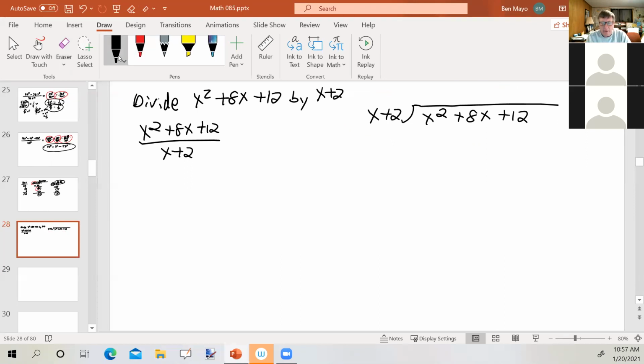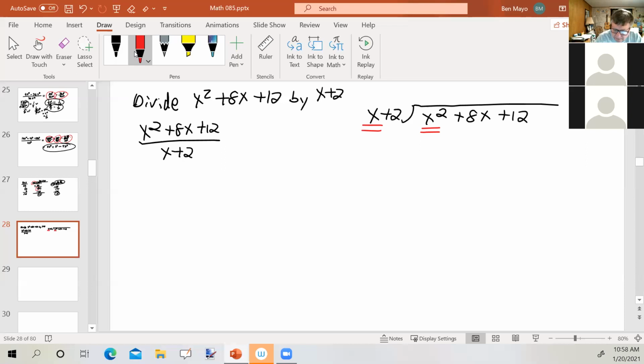Now, here's the process. First of all, we want the dividend, that's the number inside, to be in descending powers, and it is x squared, x, no x at all. We want the divisor, the number outside, to be in descending powers, x plus no x at all. That is the constant, okay? So the inside number and the outside number are both in descending powers. Then we're going to focus on the leading term inside and the leading term outside. So we're not worried about the whole polynomial, just the leading terms.